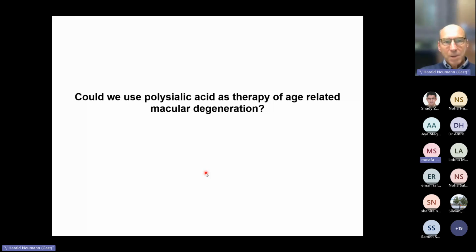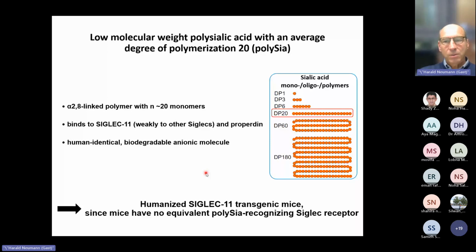So we were taking defined polysialic acid, and this is shown here with a degree of polymerization of 20. I showed you there are monosialic acid, trisialic acid. Here we have 6-sialic acid, and it's going very long, the long-chain polysialic acid. But we decided to take this one because we had some pre-experiments where we analyzed that this is optimal for Siglec stimulation and has almost no toxicity.